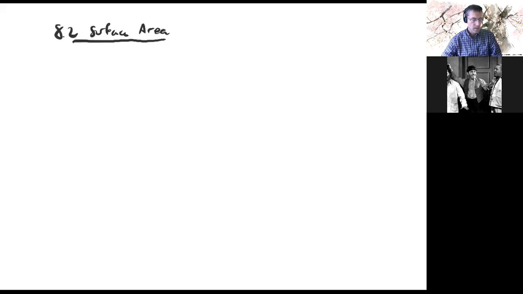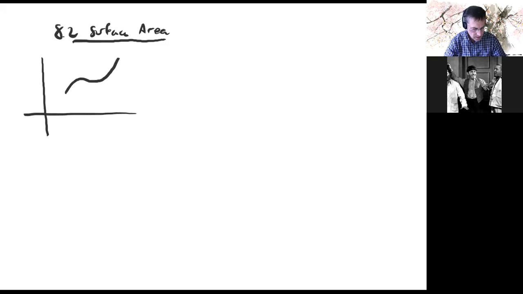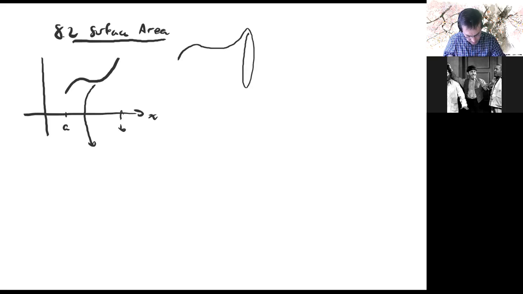Okay, here's the setup. You have a curve, maybe it's defined between A and B. And what you do is you spin it or rotate it around the x-axis. You could also rotate it around the y-axis, but let's talk about the x-axis first. This will generate a solid, or a surface, I should say, a surface of revolution. It looks something like this. So there's a surface of revolution.